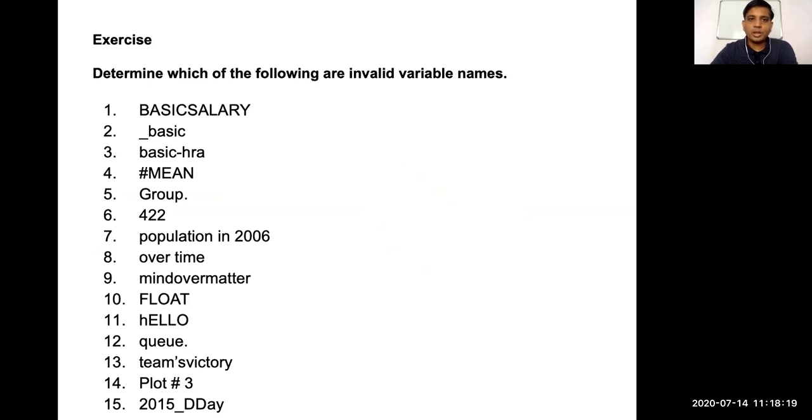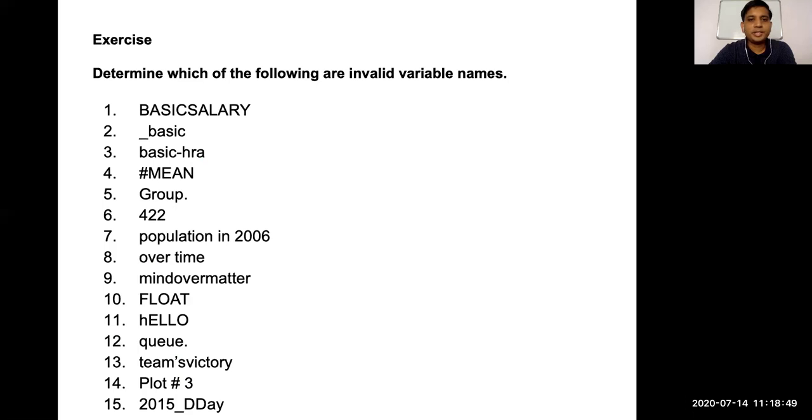Now I will give the numbers, and you should tell me whether each one is valid or invalid. First one, basic summary: valid or invalid? Valid, yes, correct. Second one: valid. Okay. Third one: invalid.